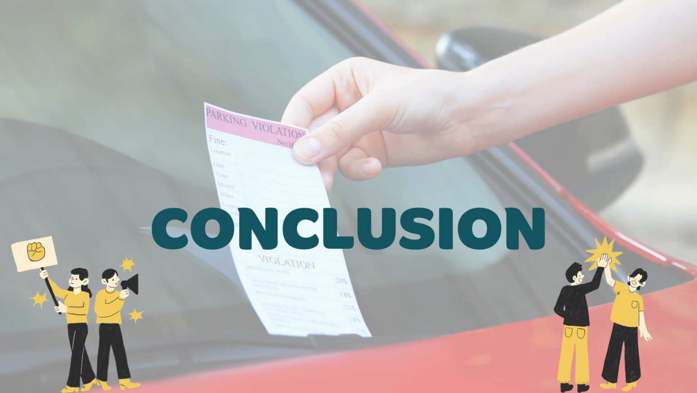Conclusion: addressing human rights violations requires a multifaceted approach that includes legal reforms, active civil society involvement, global cooperation, and political will. By prioritizing human rights, societies can create a more just, peaceful, and equitable world.